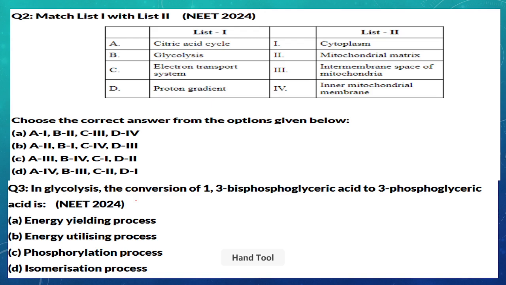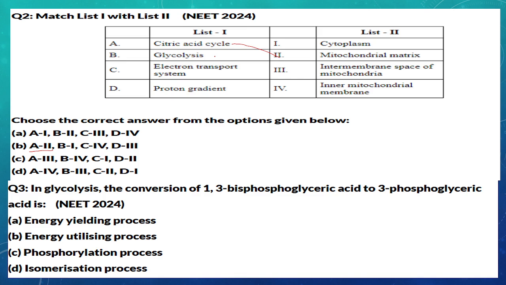Next question. Match the following. Citric acid cycle. Where does this take place? Citric acid cycle takes place in mitochondrial matrix. Option 2, A2. Here A2, there is only one option. So absolutely B will be the correct answer.